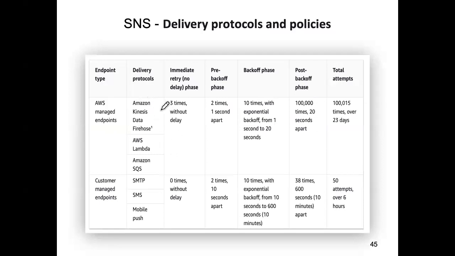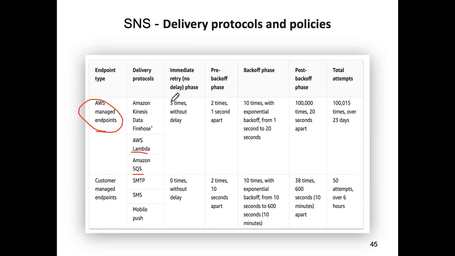I took this directly out of the SNS documentation, and we're only interested in this part here, where our subscribers are what are called AWS managed subscribers. So that would be Lambda, that would be SQS. They're the two that we're interested in, but there are other managed subscribers as well. And you can see here that it really tries a number of times.